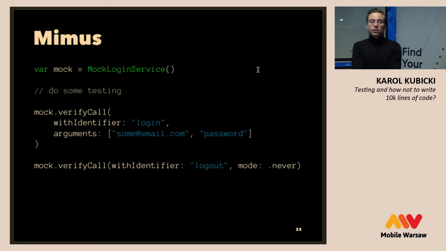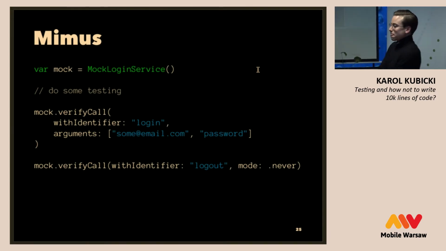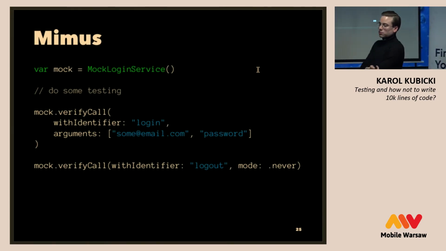And this is how assertion, verifying that it worked correctly, looks. We create the mock as usual, do some testing, and now Mimus gives us this verify call method with an identifier and arguments. So we verify that the method with this identifier was called with these arguments in this particular order. And for logout, we also have a mode to verify that it was never called.